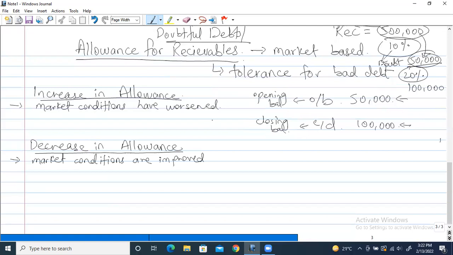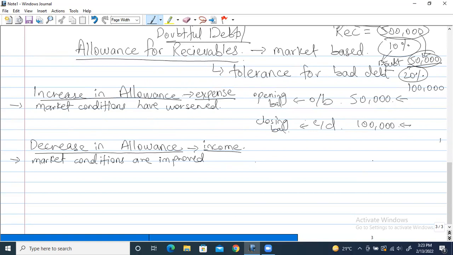So what happens is that increase is much dangerous for the company. That's why this will be expensed out. Always this will be expensed out. So everything which is bad for the company is expensed out. This is the basic rule. And everything which is good for the company, you can see the decrease in allowance, the market conditions are improving. So everything which is good for the company is treated as an income in the statement of profit or loss. So it is treated as income in the financial statements.